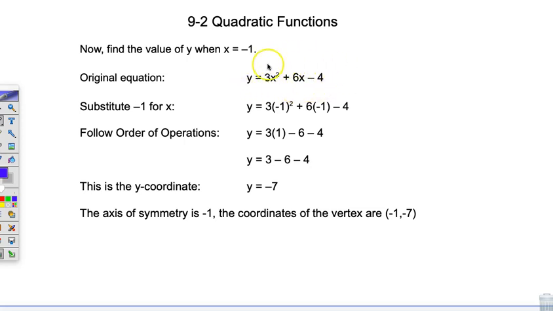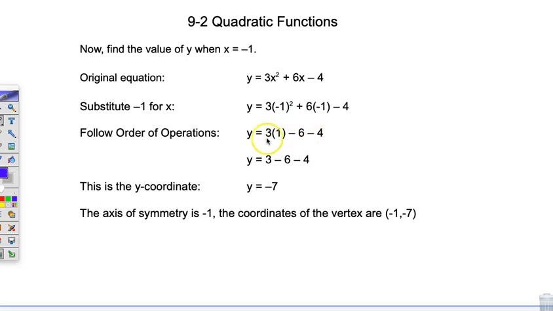So here's the original equation from the previous slide. We're going to substitute that x value in those two spots there. Then really it's just a matter of following order of operations. Now a little reminder here. You always find that exponent value first. So negative 1 times negative 1 is positive 1.